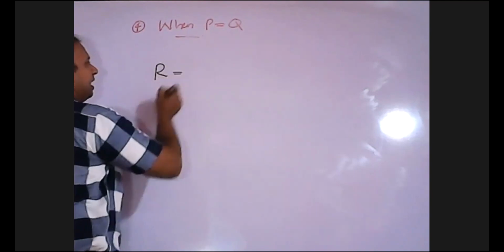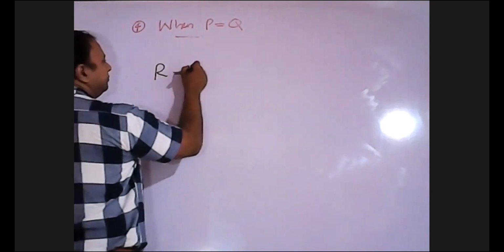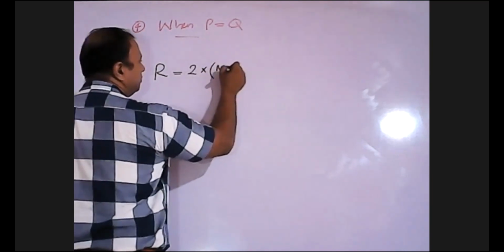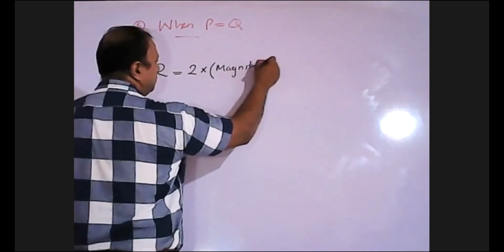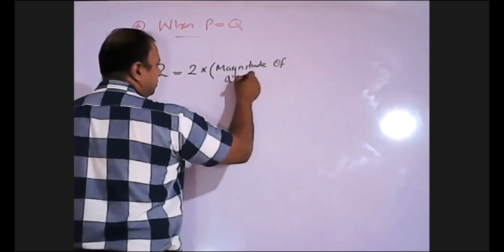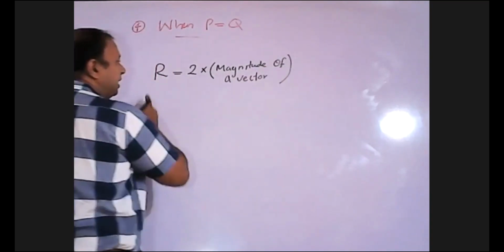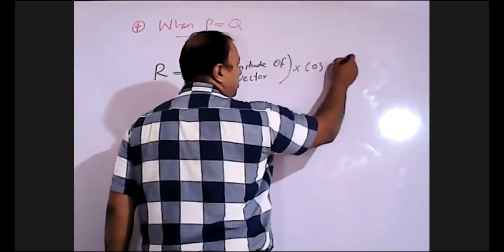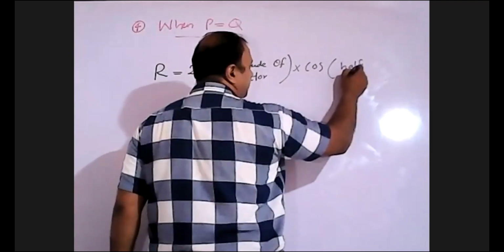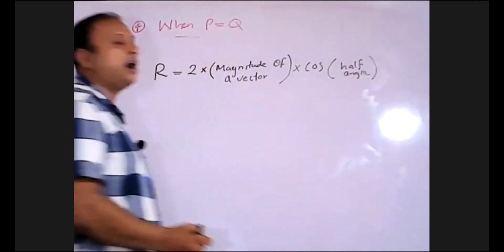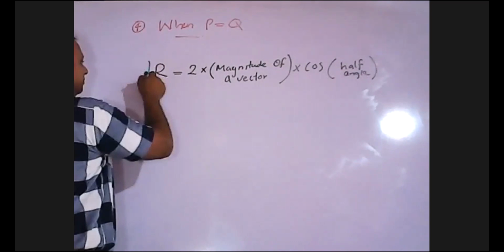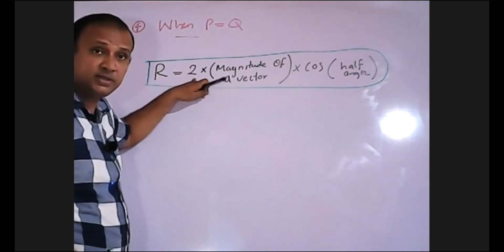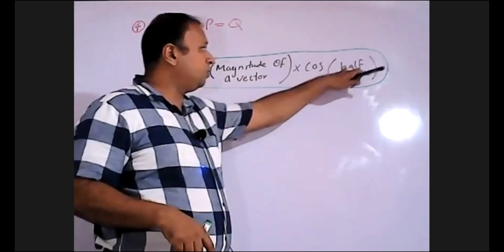Therefore, R is equal to 2 times the magnitude of a vector into cos value of half angle. Okay, you can write this. Therefore, the resultant force is equal to 2 times the magnitude of one vector into cos value of half angle.